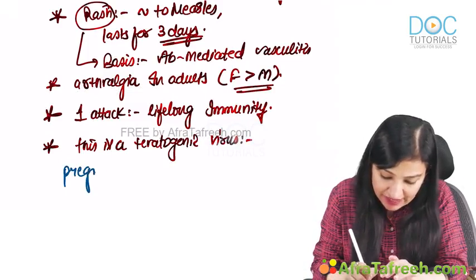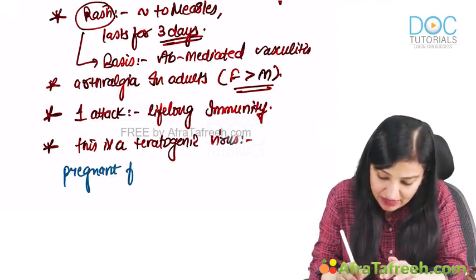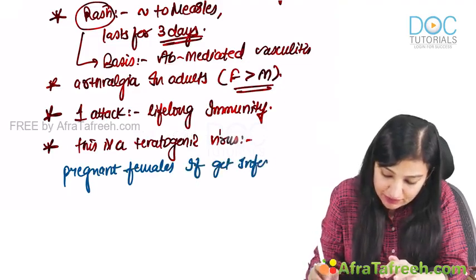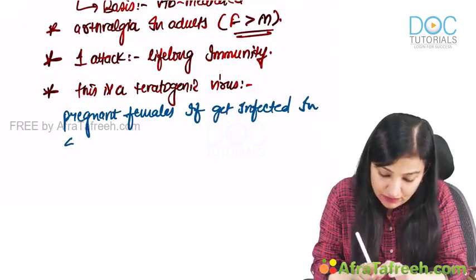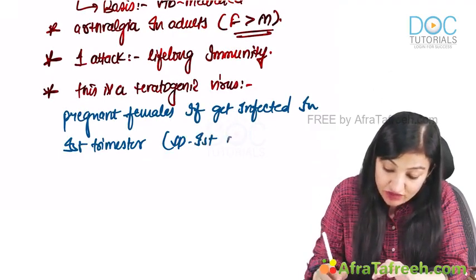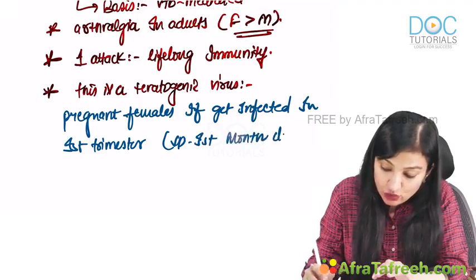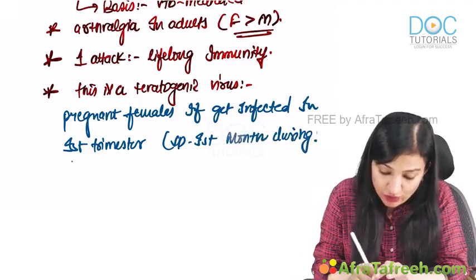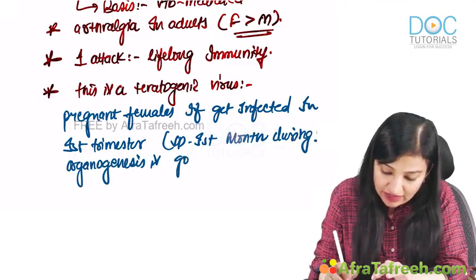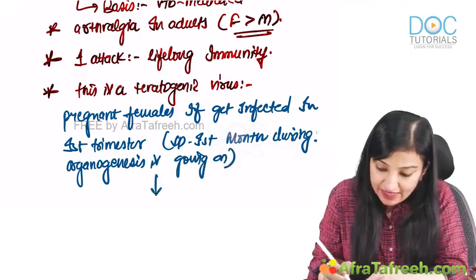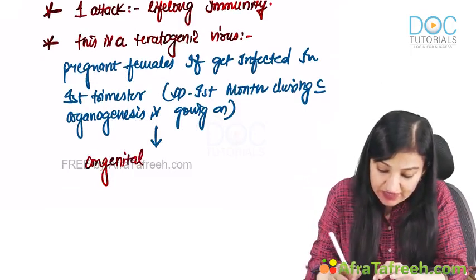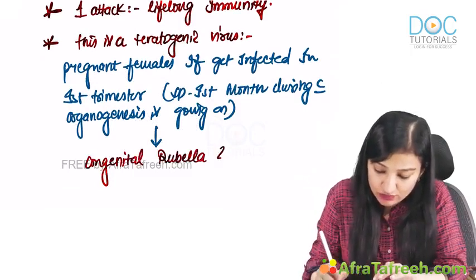Pregnant females, if they get infected in the first trimester of pregnancy, especially the first month during which organogenesis is going on, this viral infection can lead to congenital rubella syndrome.